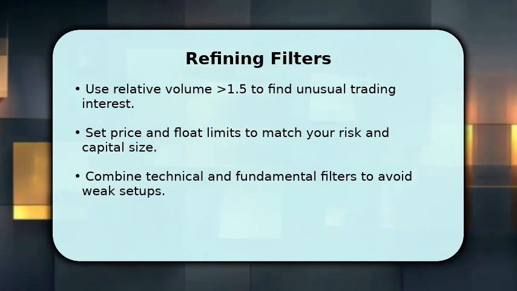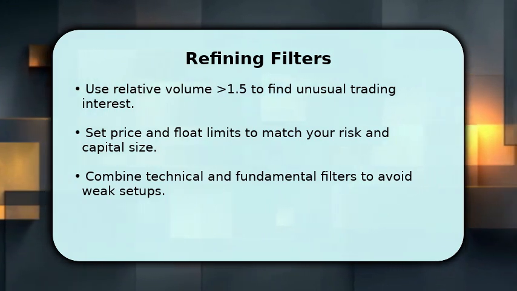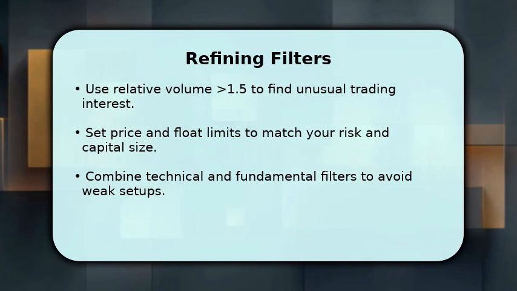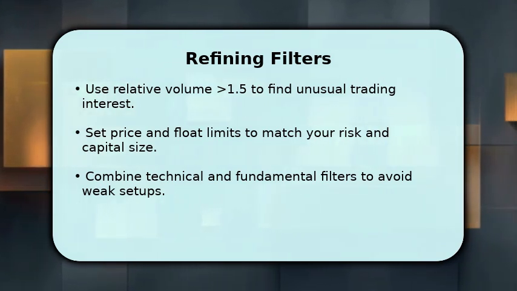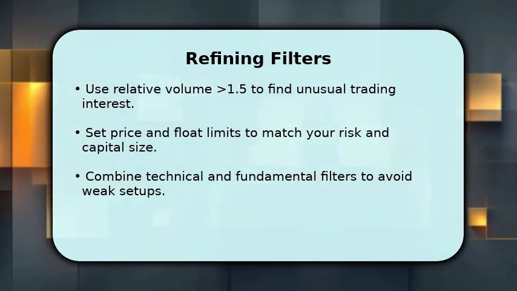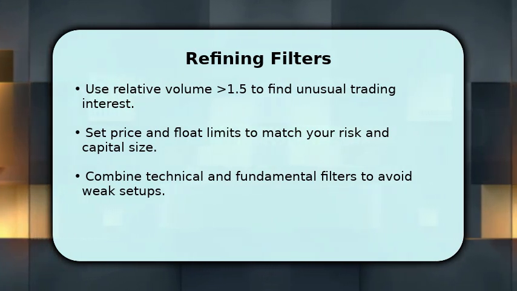Try relative volume above 1.5 with price between 2 and 20 to catch volatile but tradable names. Add float limits under 100M for sharper moves or over 300M for stability, depending on strategy. Use news and earnings filters cautiously, and always paper trade new setups until you confirm the edge works for you.